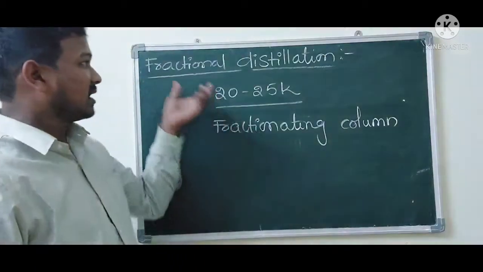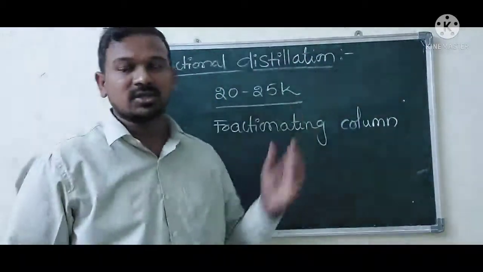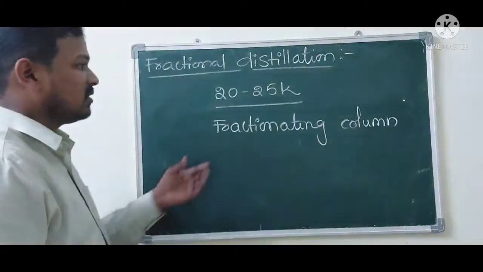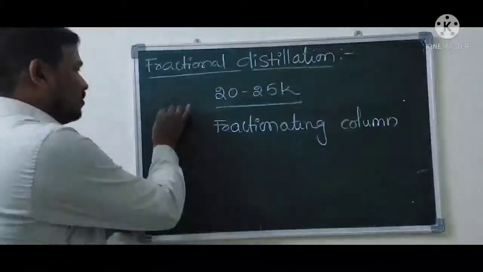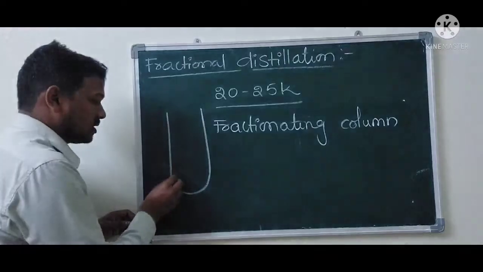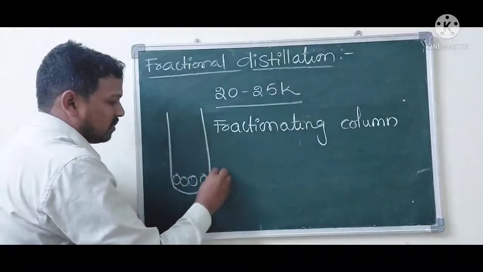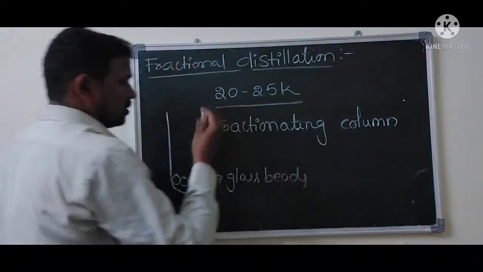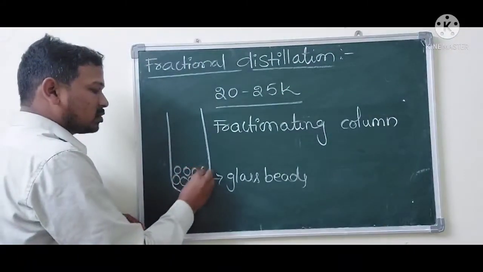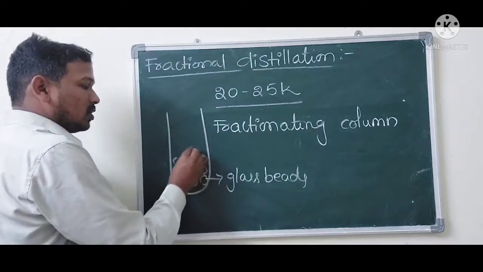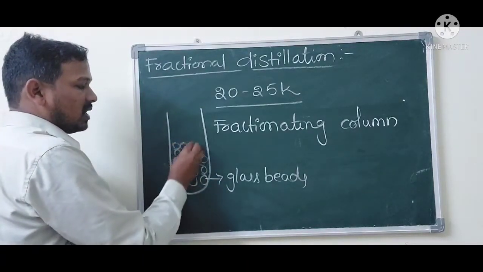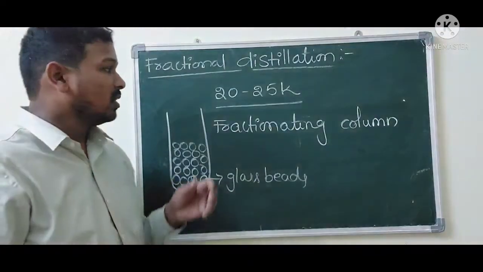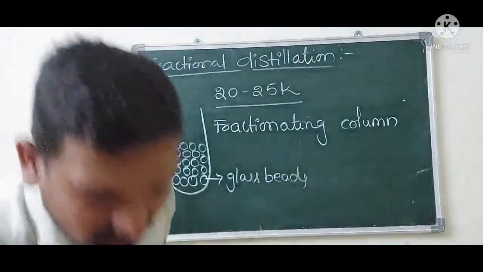In our school laboratories, we have a fractionating column with the help of glass beads. This fractionating column helps us separate two miscible liquids which have a small difference in their boiling points. Now you need to remember one point here also.